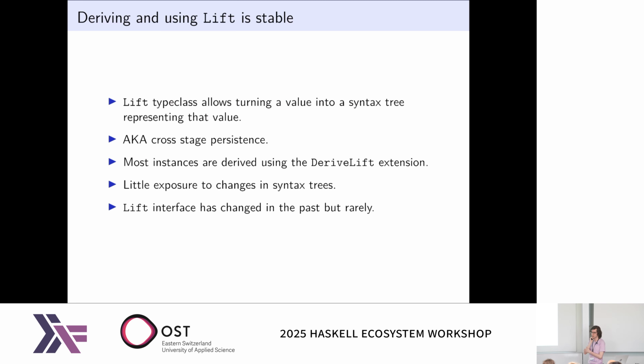So as we've seen, lift is about lifting a value from one stage to the next. You're turning a value into a syntax tree, and that's basically just boilerplate. You just write the value twice. This is also known as cross-stage persistence. And since most usages use derived lift, in practice it's all quite stable. But really, the derived lift usage is what's stable.